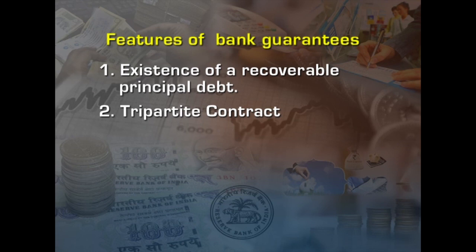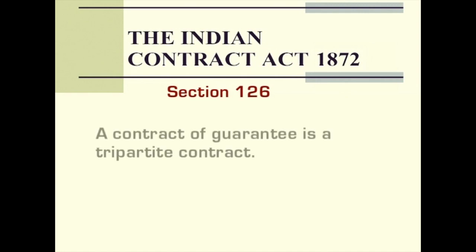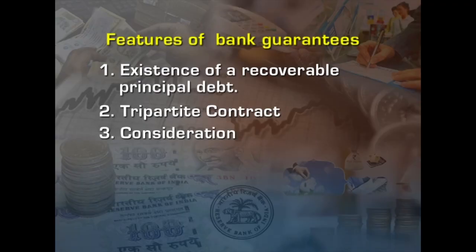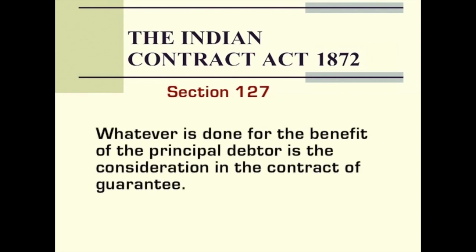2. Tripartite contract. According to Section 126 of the Indian Contract Act, a contract of guarantee is a tripartite contract. 3. Consideration. Under Section 127 of the Indian Contract Act, whatever is done for the benefit of the principal debtor is the consideration in the contract of guarantee.